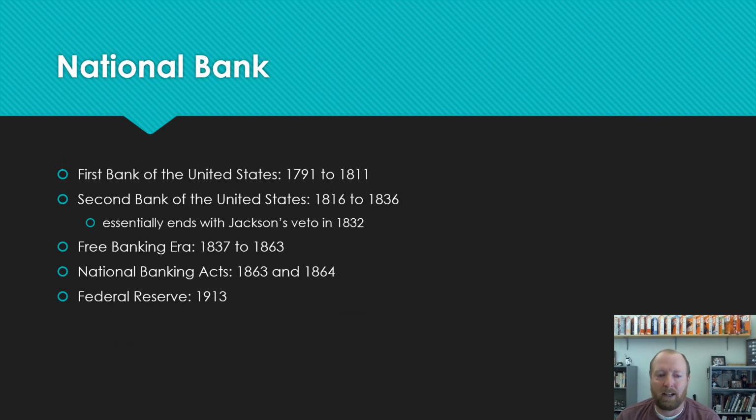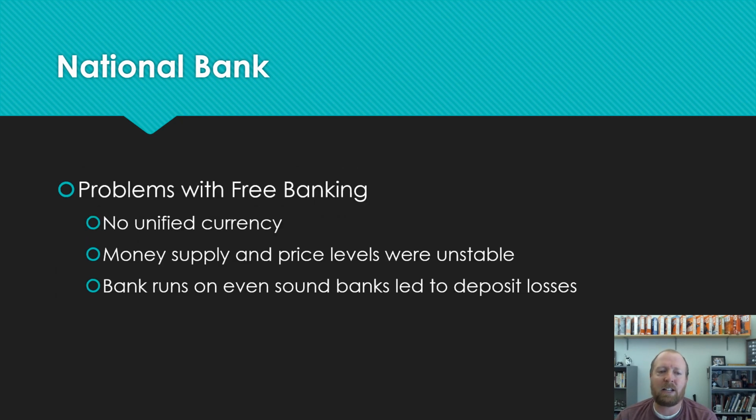The National Bank. This time period from 1837 to 1863 is the free banking era. And in 1863, we established the national banking acts, all the way up to 1913 for the Federal Reserve. And we'll talk about the Federal Reserve later. But this free banking era is really challenging because there's really no unified currency. And it's a challenge within the United States.